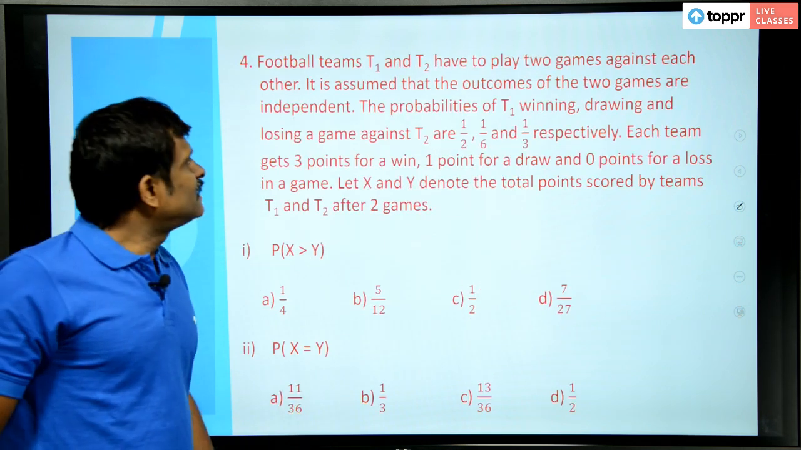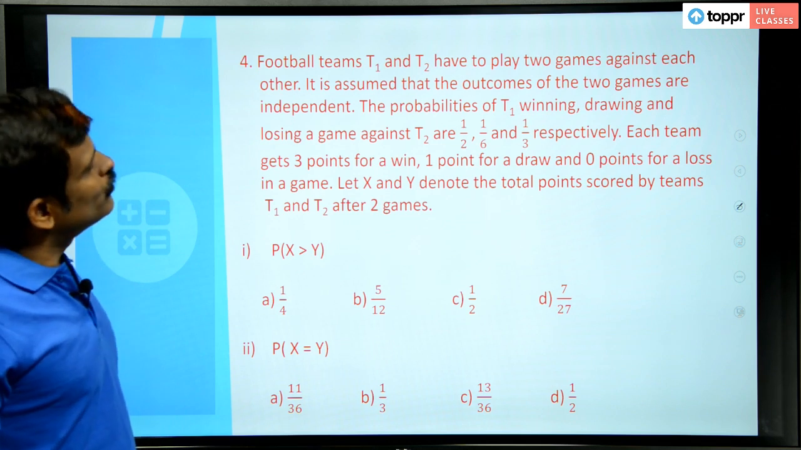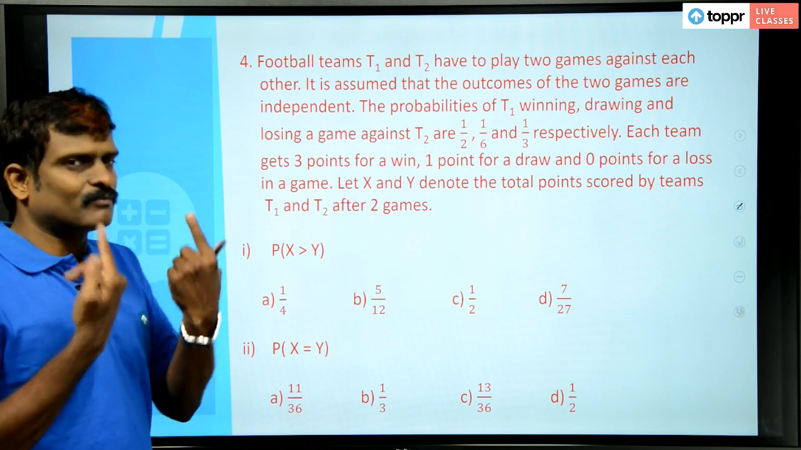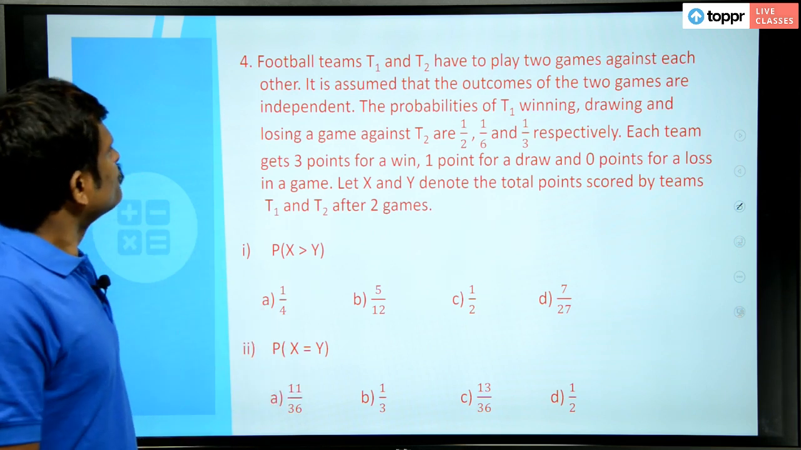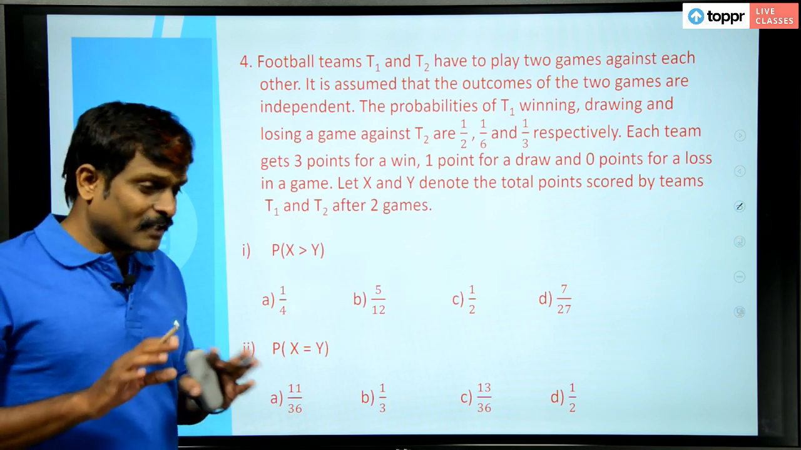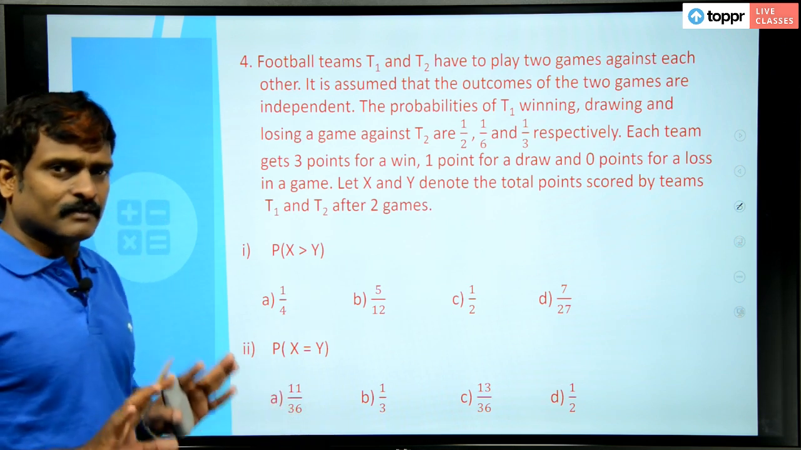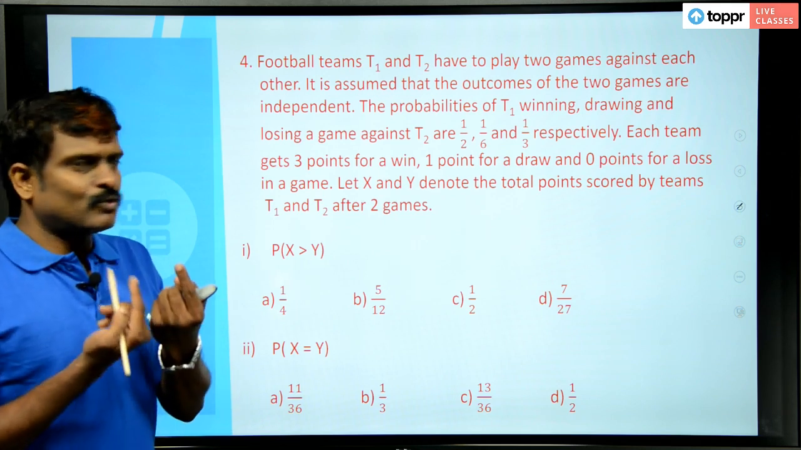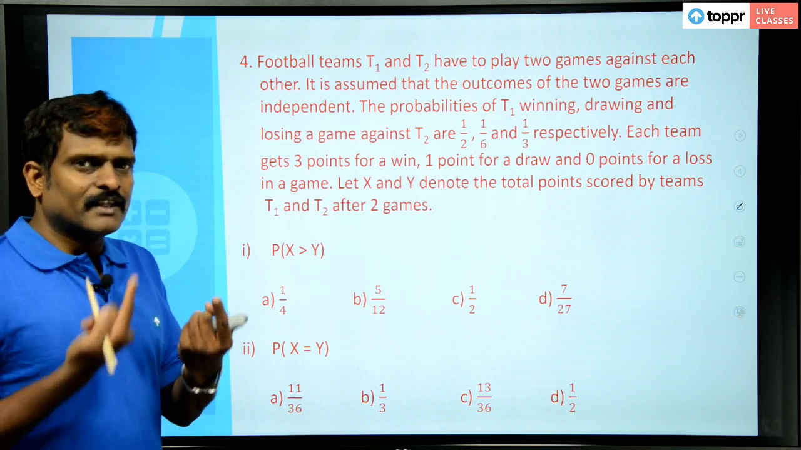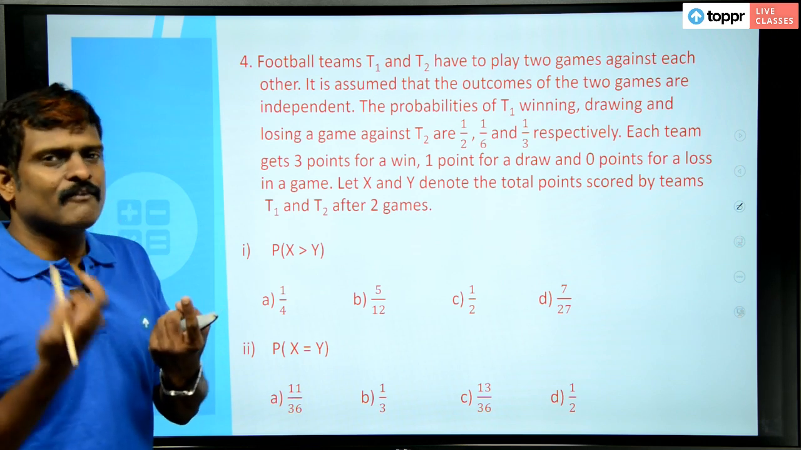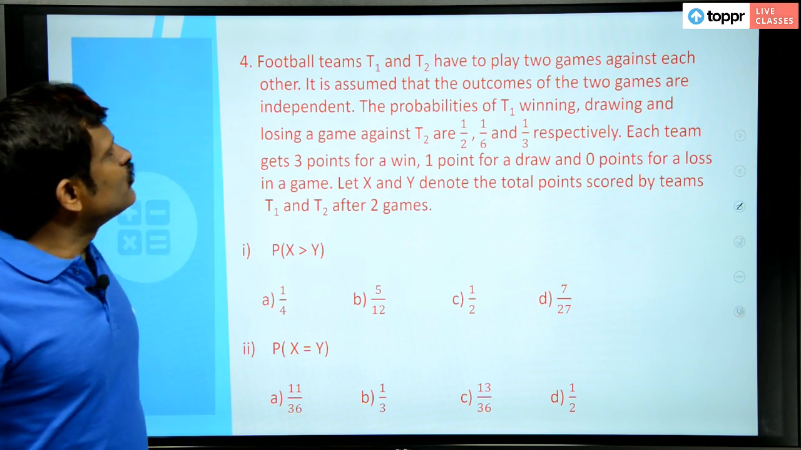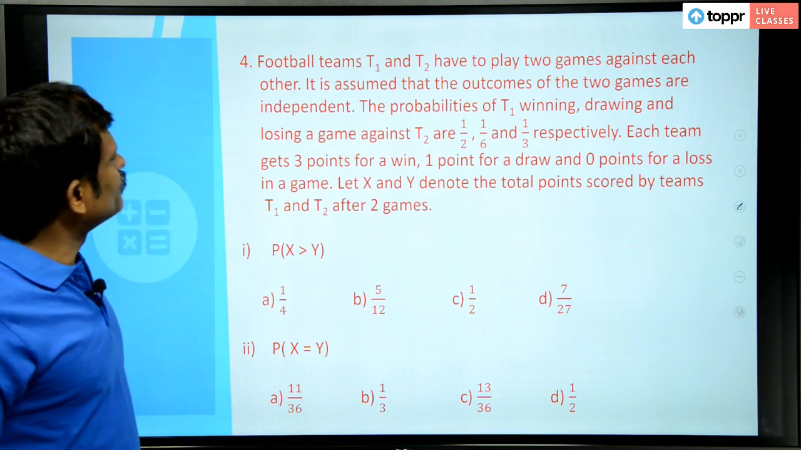Football teams T1 and T2 have to play 2 games against each other. So, 2 teams are there, and both of them are playing 2 games finally. It is assumed that the outcomes of the 2 games are independent. Be very careful about this: these 2 results are independent events, meaning the happening of one event will not affect the other event. It is assumed that the outcomes of the 2 games are independent.